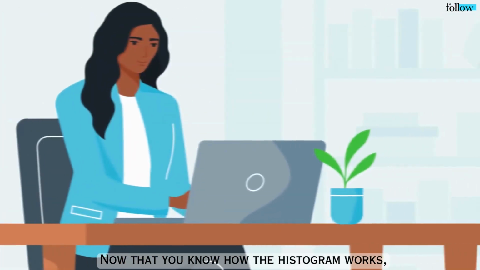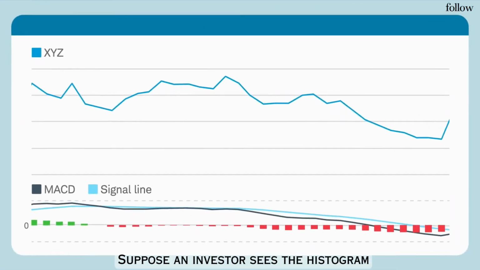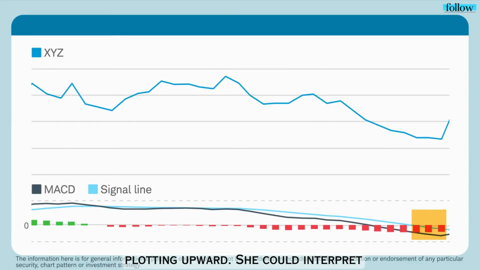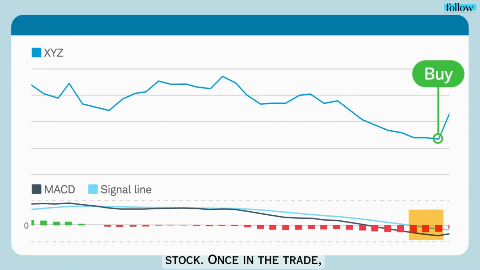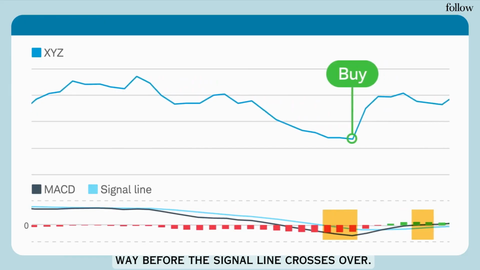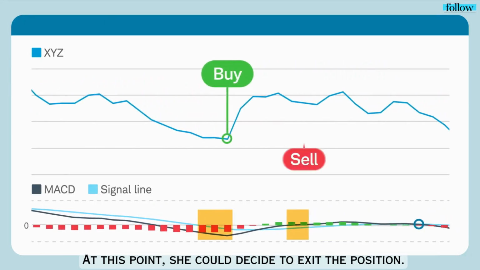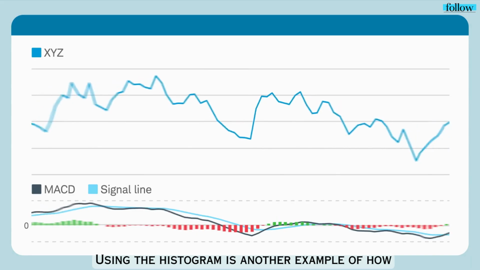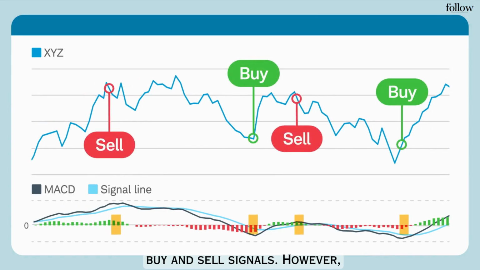Now that you know how the histogram works, let's look at an example of how you can use it. Suppose an investor sees the histogram plotting upward. She could interpret this as an early entry signal and decide to buy the stock. Once in the trade, she notices the histogram is plotting downward way before the signal line crosses over. At this point, she could decide to exit the position. Using the histogram is another example of how the MACD can help an investor identify potential buy and sell signals.